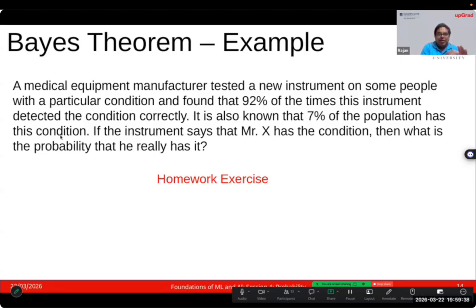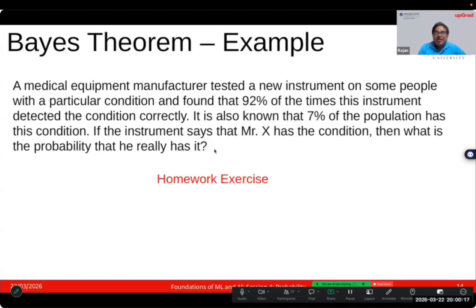That's a given. So P of condition, where the condition is the person has this particular disease. What is the probability that this person has a disease? That is 7%. Given that a person has this condition, given that the person has a disease, the probability that the instrument is able to detect it is 0.92.